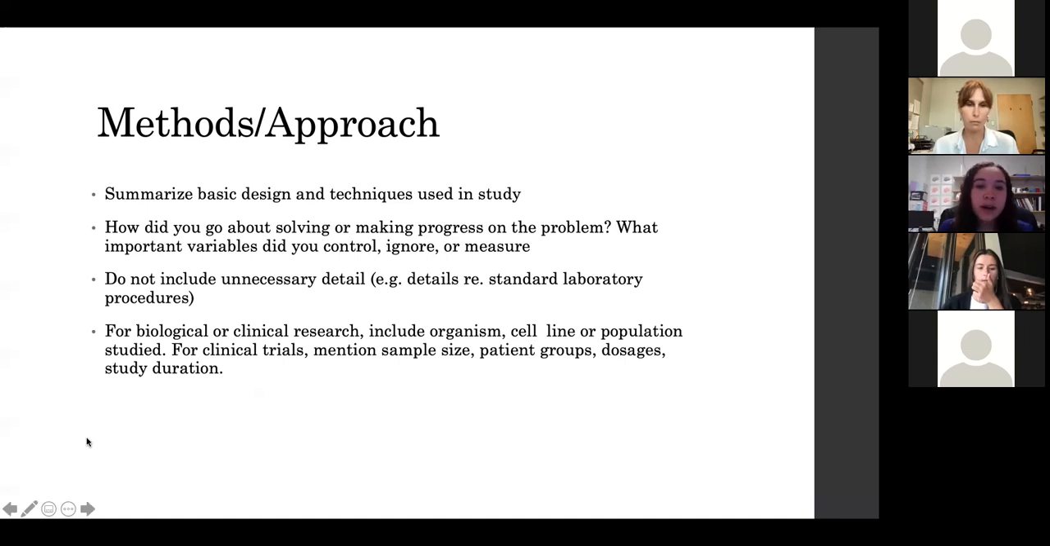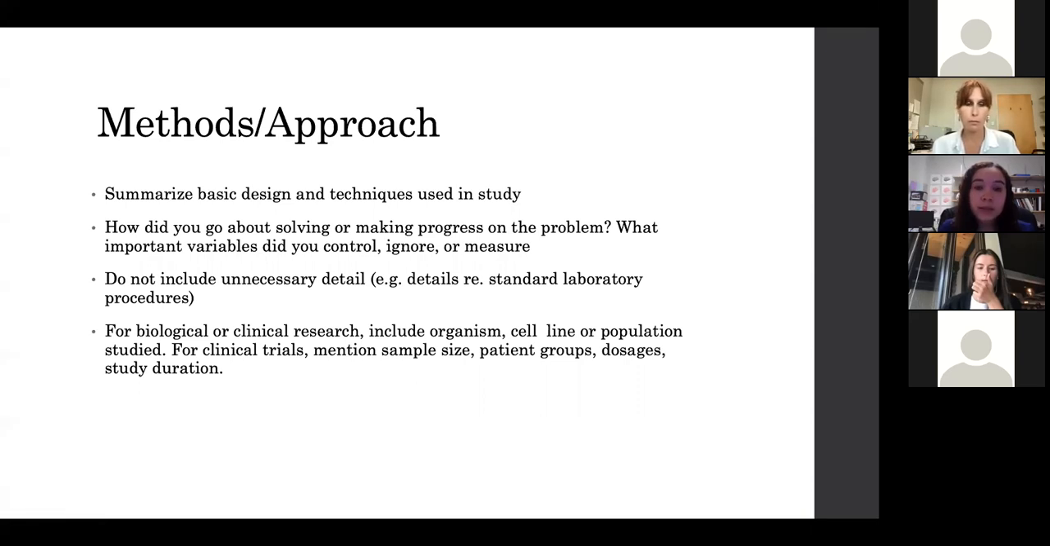So you have to know which information is important to understand the question being asked, but you don't have to put all the details of your experiments, because once again, we have to be careful about the word count limit. So for biological or clinical research, include organisms, cell lines, or population studies. And for clinical trials, it is important to mention the sample size, the patient group, the dosage, and the duration.